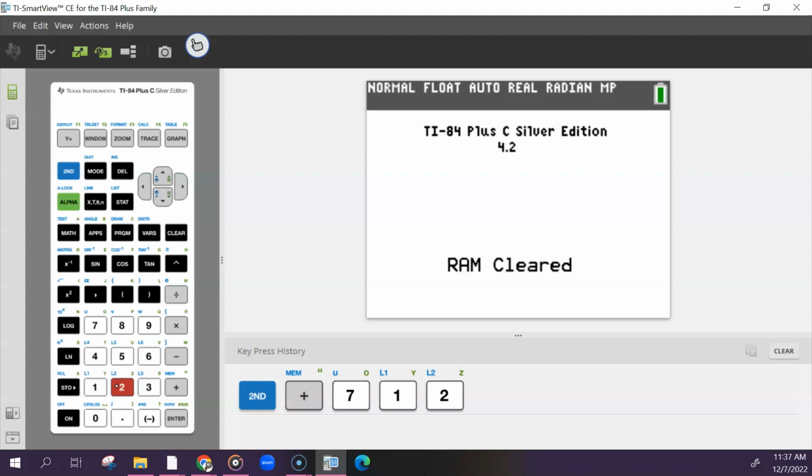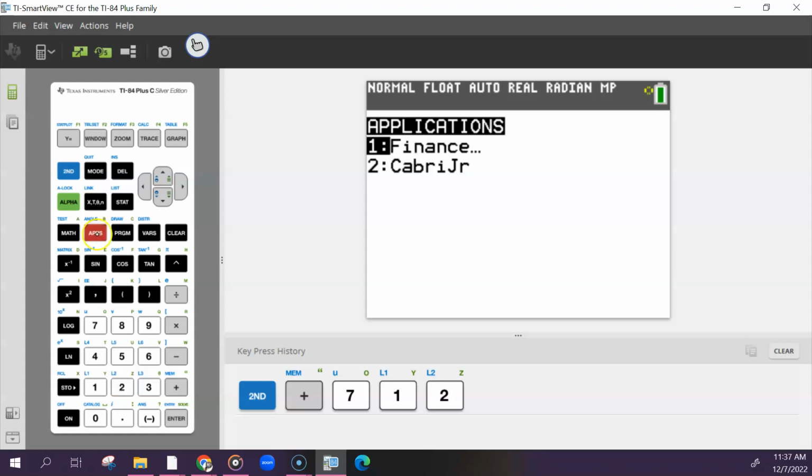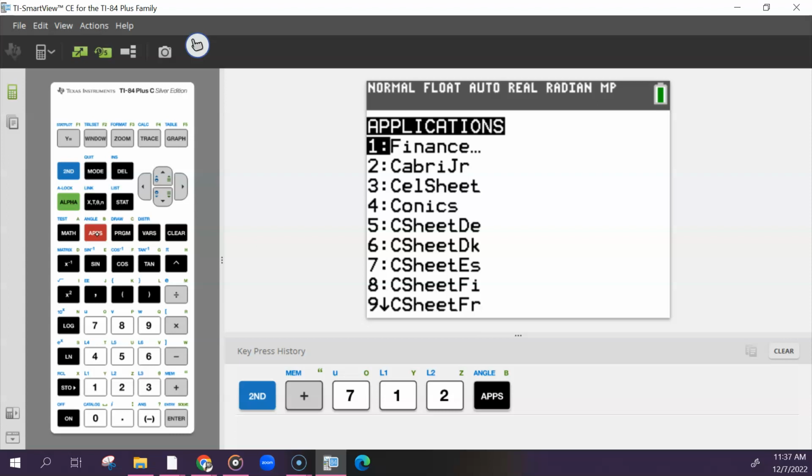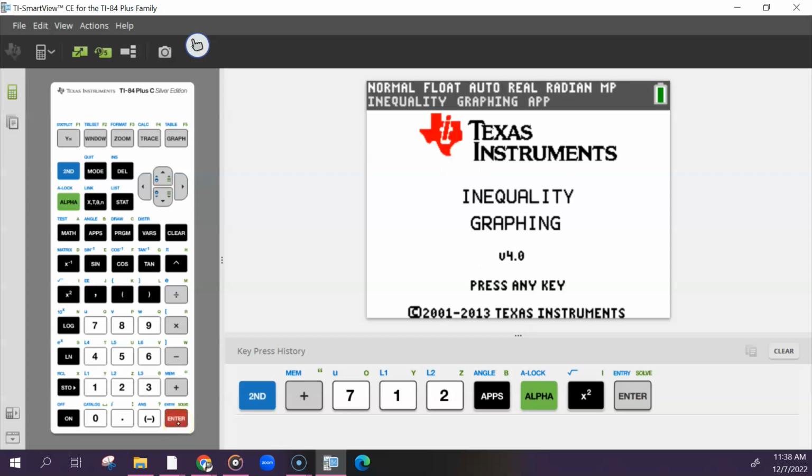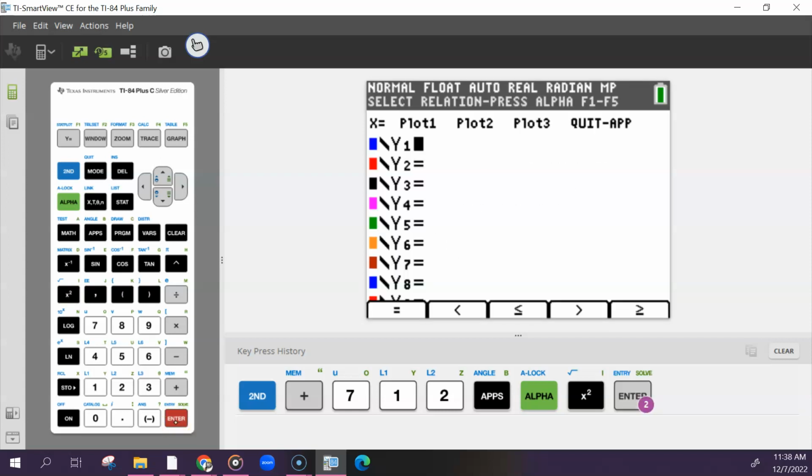Just as before, you're going to go into apps, right next to math, and find your N equals button. So apps, N equals, hit enter, and then enter again. Apps, N equals, enter, enter. Also, the steps are on the calculator page in your notes.